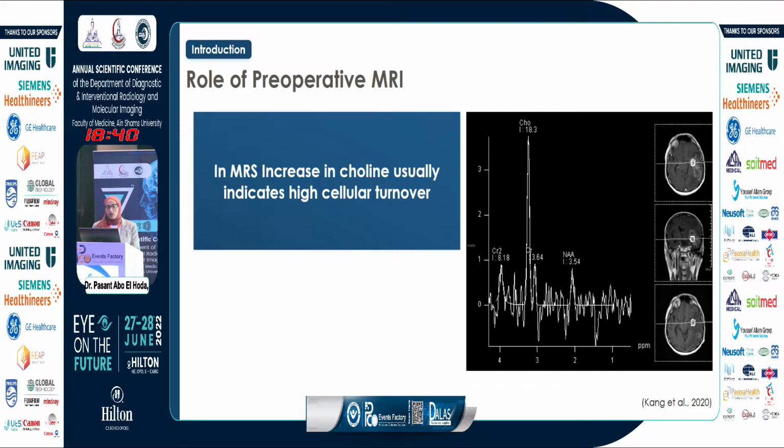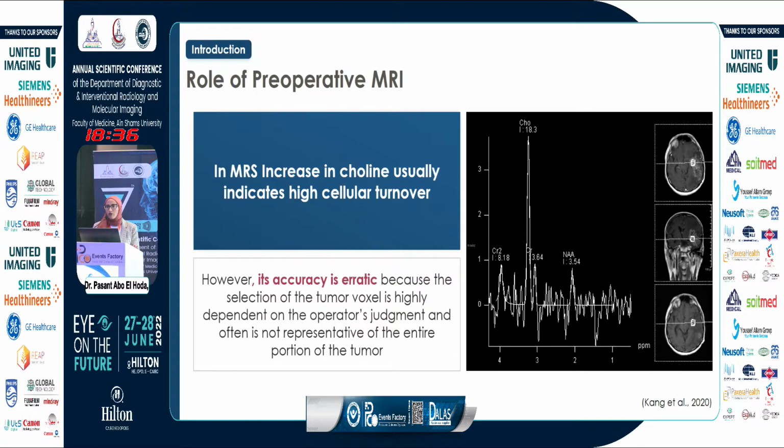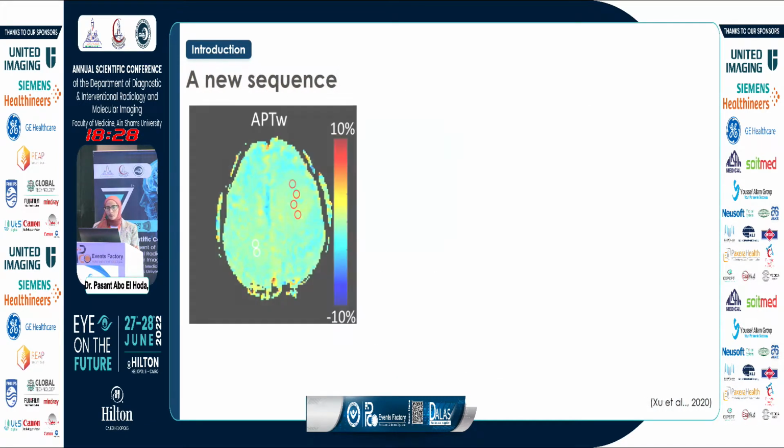In MRS, increased protein usually indicates higher cellular turnover. However, its accuracy is erratic because the selection of the voxel is dependent on the operator's judgment and often does not represent the entire portion of the tumor.